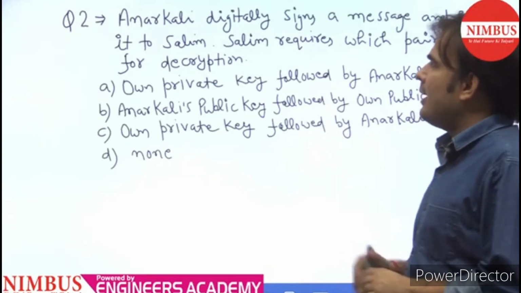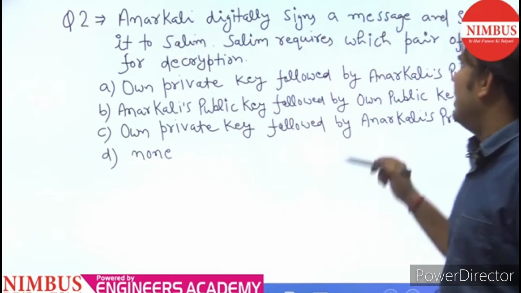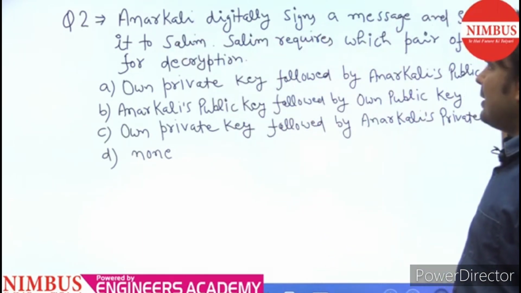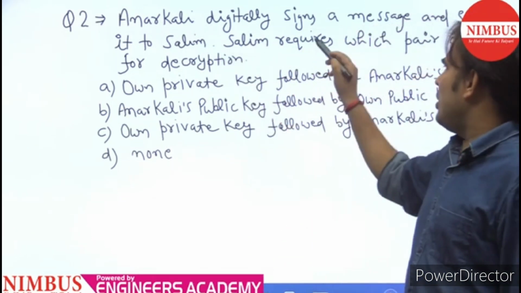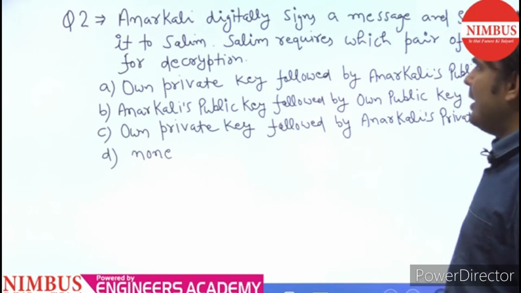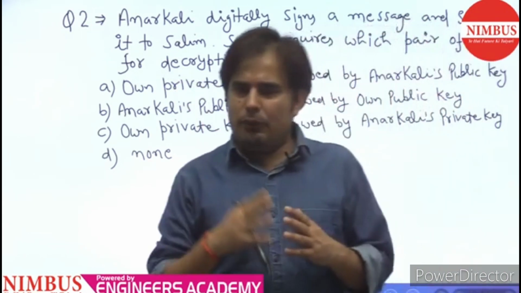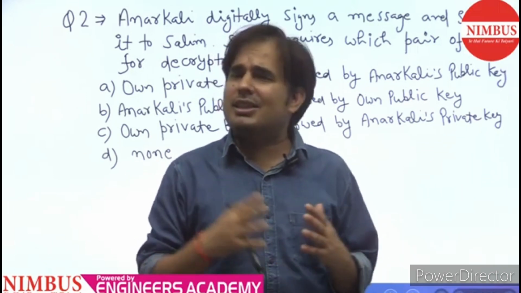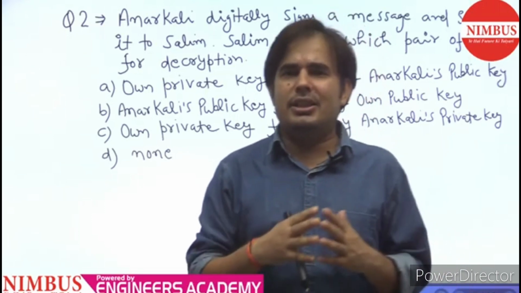This is the question number second. Let's read the question. Anarkali digitally signs a message and sends it to Salim. Salim requires which pair of keys for decryption? So first I want to tell you what a digital signature is. How can Anarkali form a digital signature?